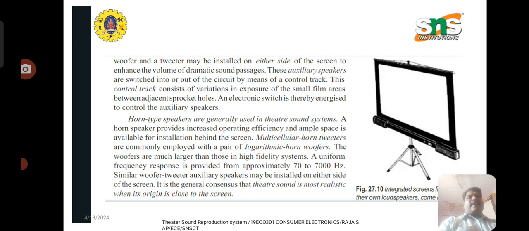Depending upon the sound recording, the speakers have the capability to reproduce a stereophonic sound, a low frequency bass sound, or a high frequency female voice sound. All these sounds are placed at the proper place with the use of a control circuitry track. This control circuitry track consists of variations in exposure of small film areas between adjacent sprocket holes. This electronic switch energizes the controller to the auxiliary speakers.